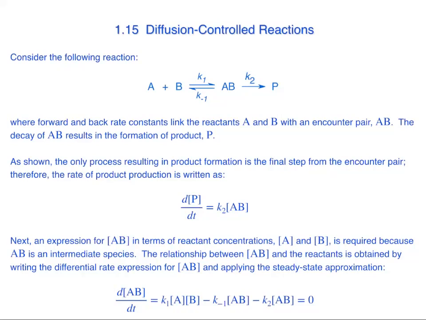It then can undergo consumption in one of two paths. There's the reverse reaction back to reactants with a rate constant K-1, dependent upon the concentration of the encounter pair. And then finally, there's the decay of the encounter pair to product, and that gives us our third term, which is K2 times the concentration of the encounter pair. If we apply the steady state approximation to this differential rate expression, we can equate it to zero, because the steady state approximation states just that the net rate of change of the intermediate is approximately equal to zero.